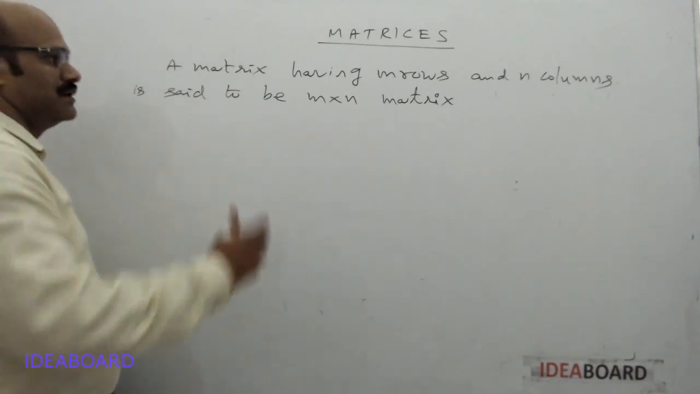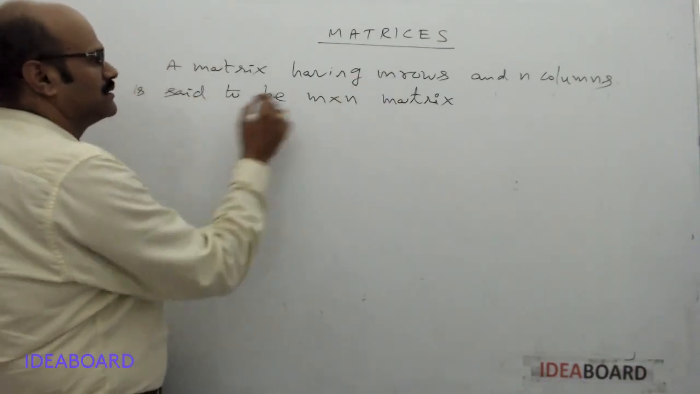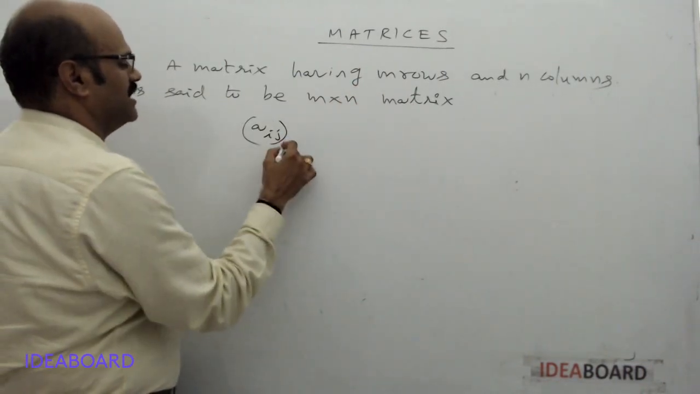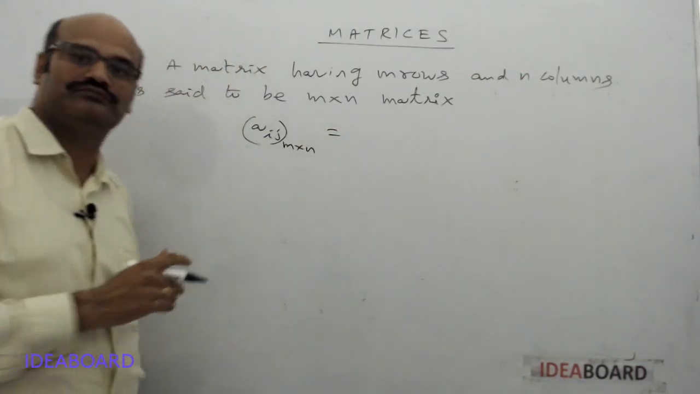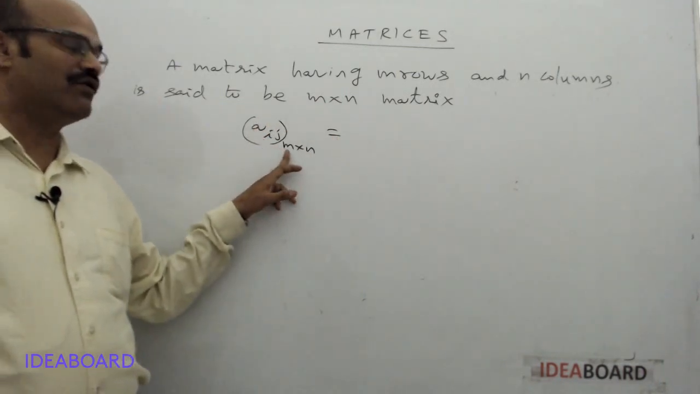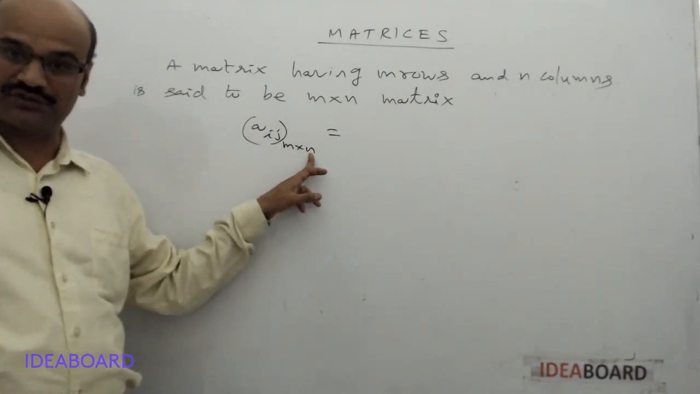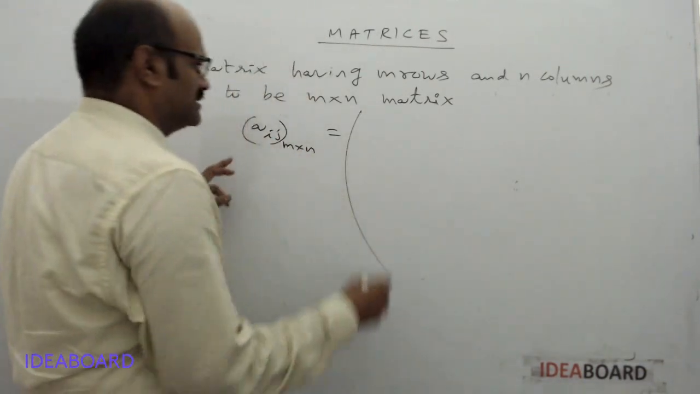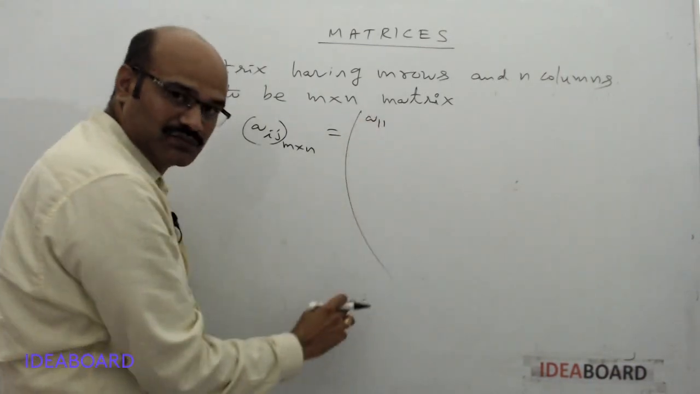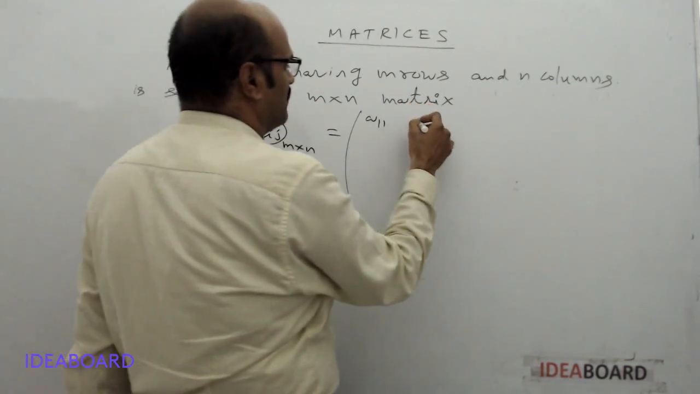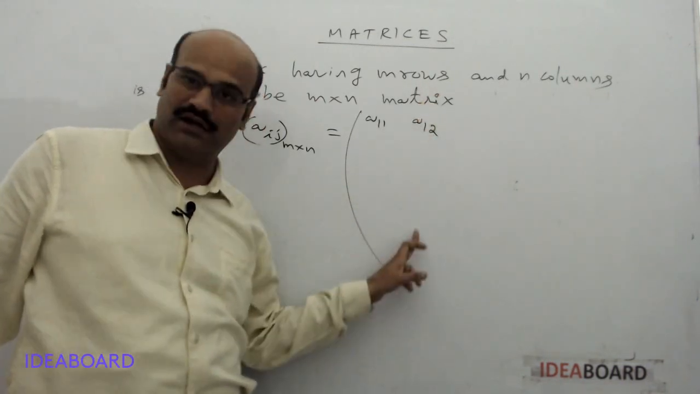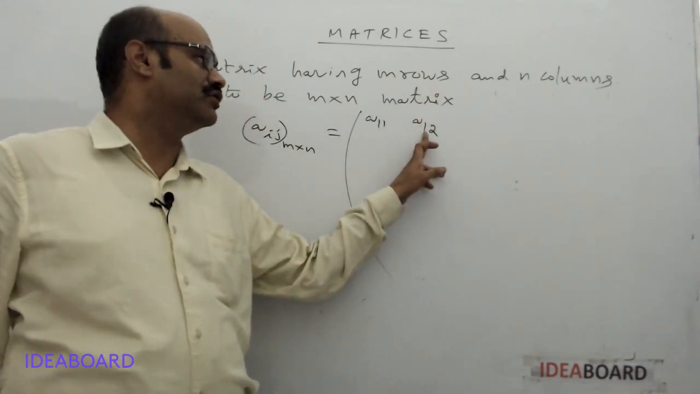Now, a matrix having m rows and n columns is denoted by Aij m by n equal to. Here we have m rows and n columns. So we have to take the elements A11. A11 lies in the first row and first column. So this is A11. Next element is A12. This element lies in first row and second column. So it's denoted by A12.